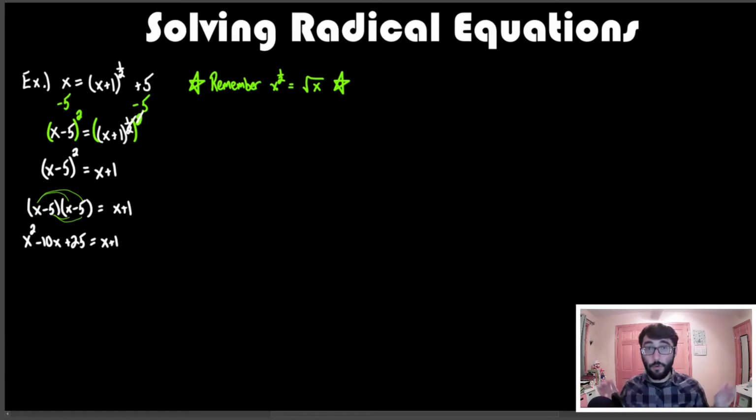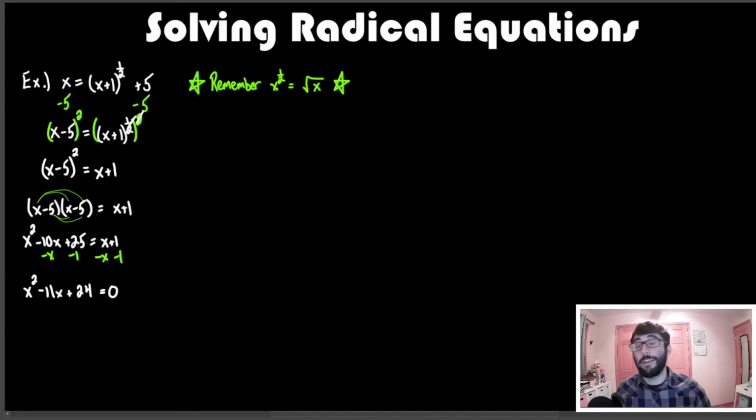So many of you remember it as FOIL, you're actually just multiplying that out. Okay, so we multiply out x minus 5 times x minus 5. That's equal to x plus 1. And that gets us x squared minus 10x plus 25 is equal to x plus 1. Now from here, we are going to have to solve by factoring, the quadratic formula, or completing the square, whichever one you prefer. I'm going to go ahead and factor.